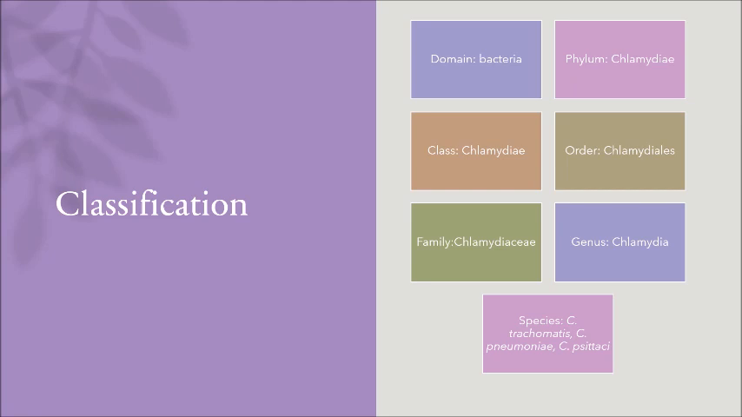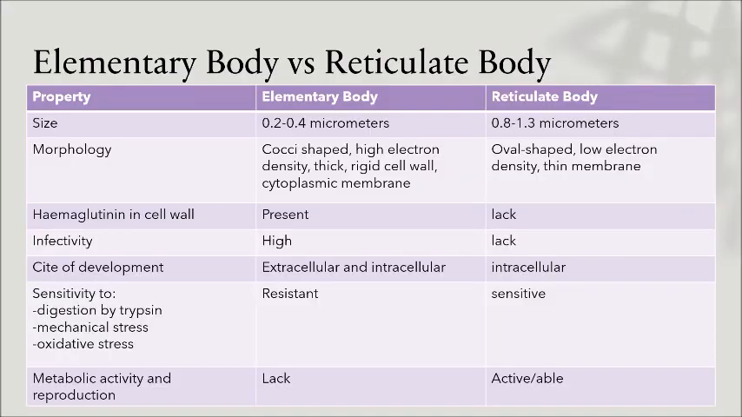The EB is unable to reproduce and lacks metabolic pathways. RBs do have the ability to reproduce and are metabolically active. Some chlamydia have DNA plasmids and hemagglutinin to assist in attaching to the host cells.